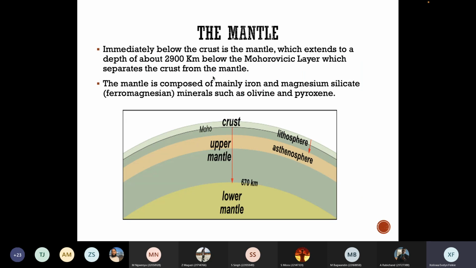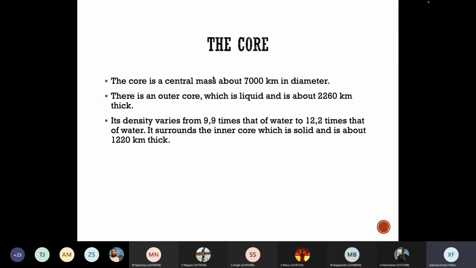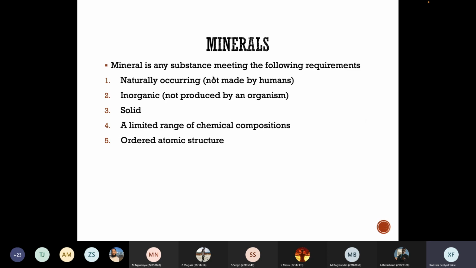And then the mantle, they tell you that it's immediately below the crust and it extends to a depth of 2,900. We don't really deal with this in depth because that's not where we are. Our focus is mostly on the crust, but you will be told for information purposes that you have a core, a mantle, and a crust. These are the properties of the core, these are the properties of the mantle, and these are the properties of the crust, right? And then from there, the most important thing, which we're going to discover and explain thoroughly, is the minerals.